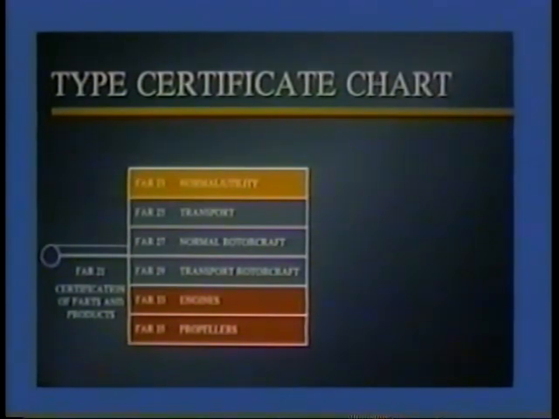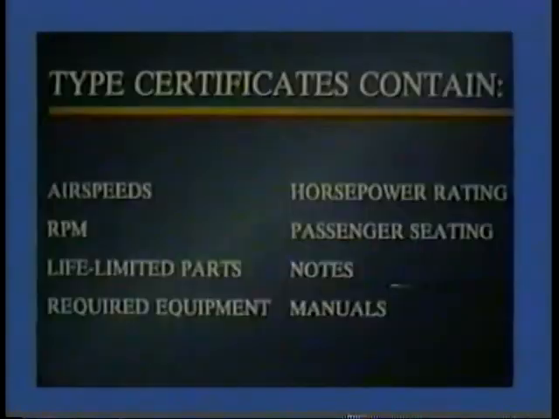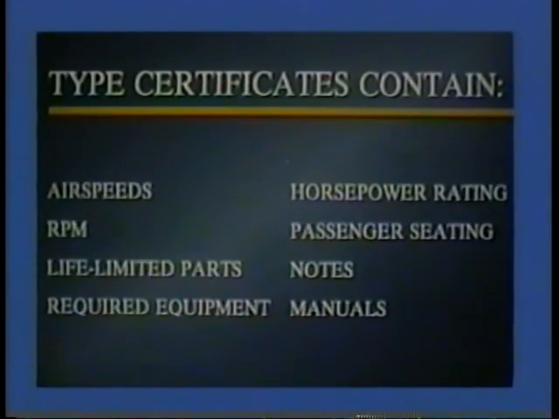Type certificates contain such type design requirements as airspeeds, RPM, horsepower rating, passenger seating, life-limited parts, required equipment, and other important information. In other words, type certificates have important information you need to perform a valid airworthiness inspection.